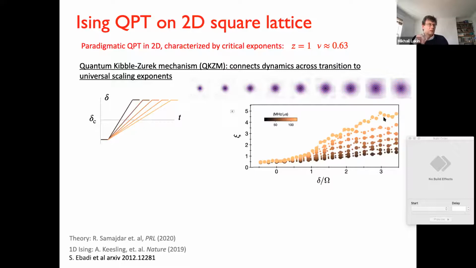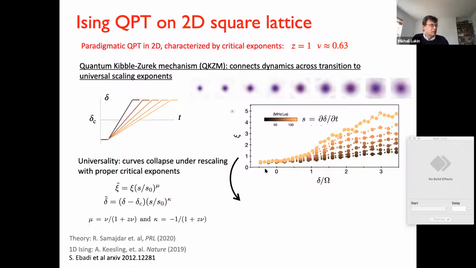And to connect this kind of dynamics with the critical exponents, we use this idea of universality. It turns out that for phase transitions, once you are in the proximity of the phase transition, the properties of the system and its response should be independent of the microscopic details of your Hamiltonian, for example. What it means is that if you rescale parameters like the correlation length, the energy, and the time with certain exponents, the prediction is that all of these curves should collapse into one simple curve.